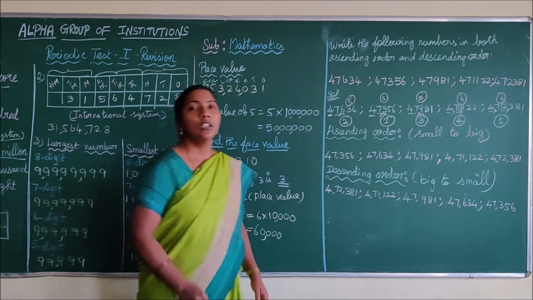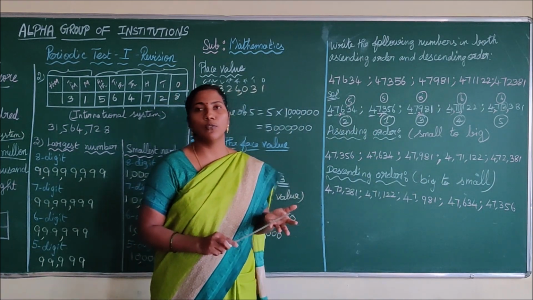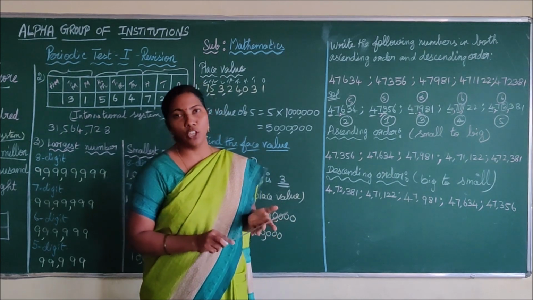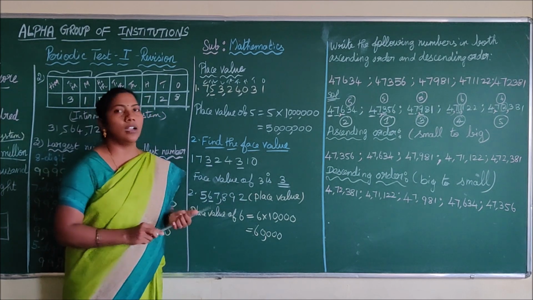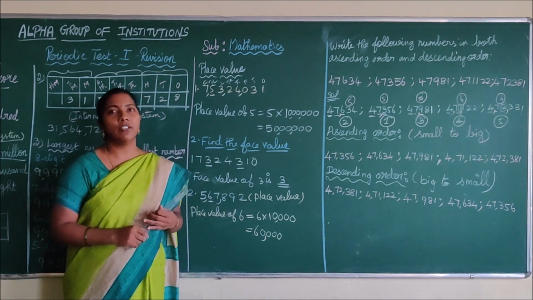Is it clear, children? So far we have discussed the Indian system of numeration, the international system, writing numerals, face value, place value, larger number, smaller number, ascending order and descending order. Go through these concepts very well, children. Okay.